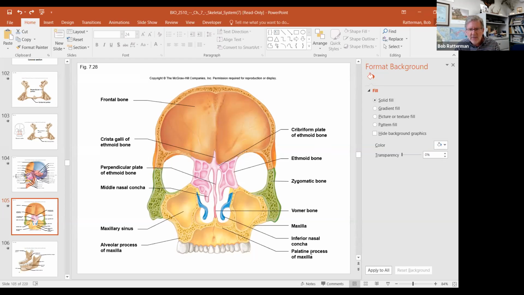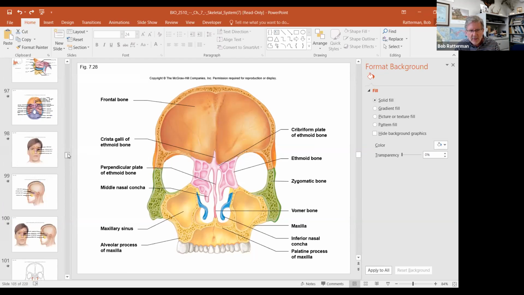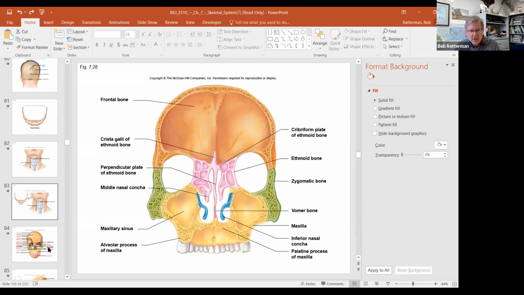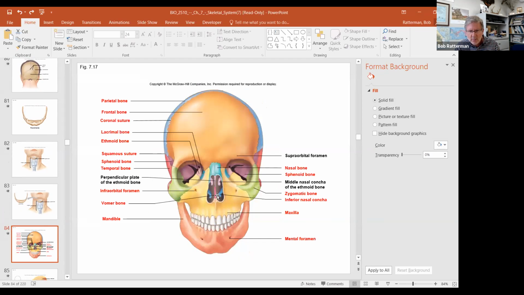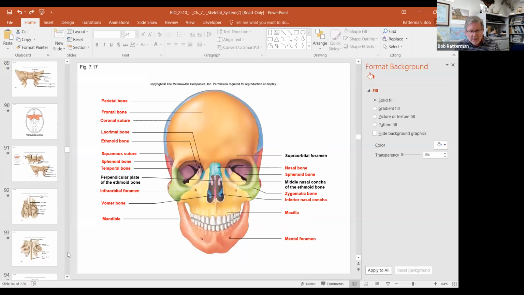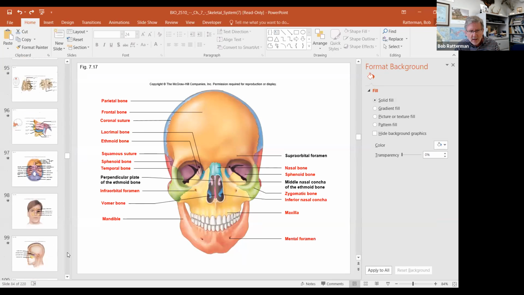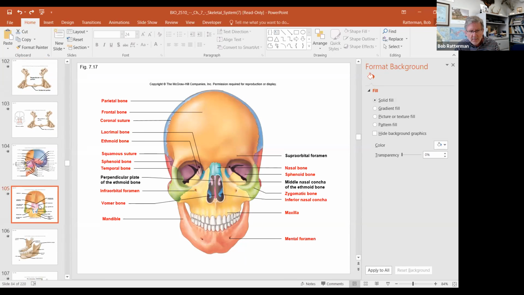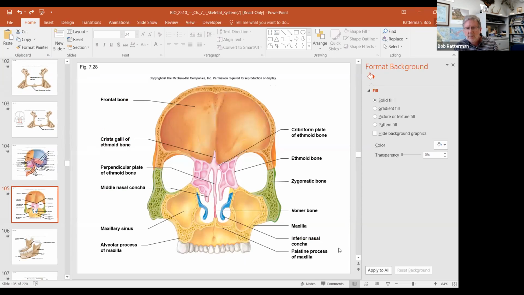And then here's that inferior nasal conchae, those paired curled bones that we saw earlier when we looked at the skull from the anterior view. So right here, this stuff in blue, see them? They're curled. You can see them in blue here. So this is really an interesting view.